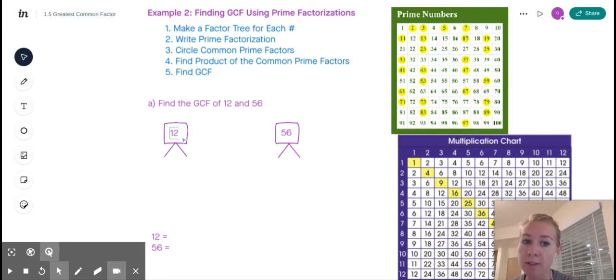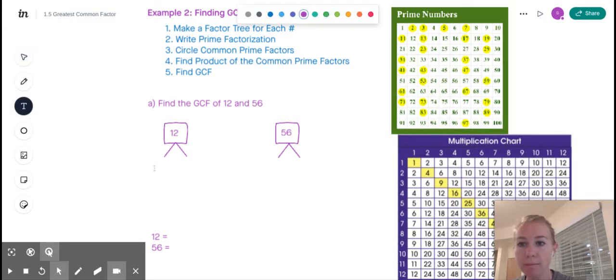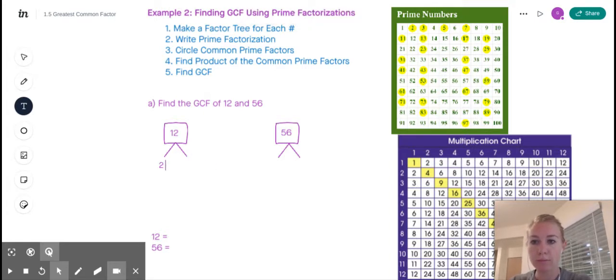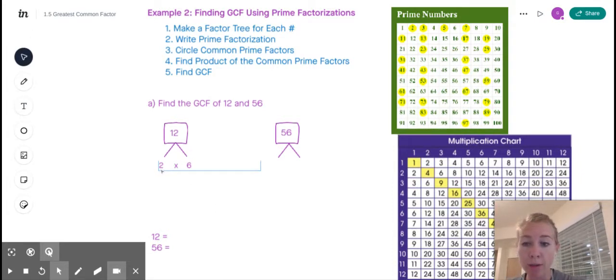Well, I know 12 is an even number because even numbers end in 0, 2, 4, 6, or 8. So I know that 2 is a factor of 12. 2 times 6 is 12. Now, 2 is a prime number, so we're not going to branch out from there. 6 is not a prime number, so we're going to continue to branch out again.